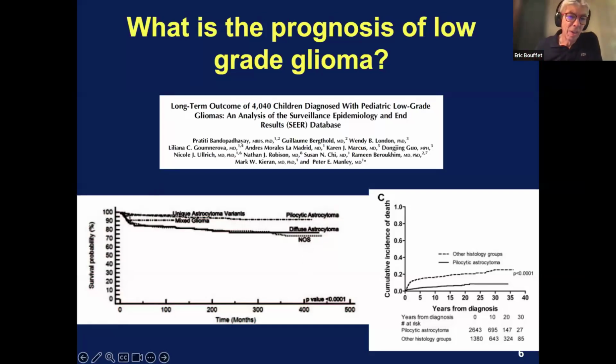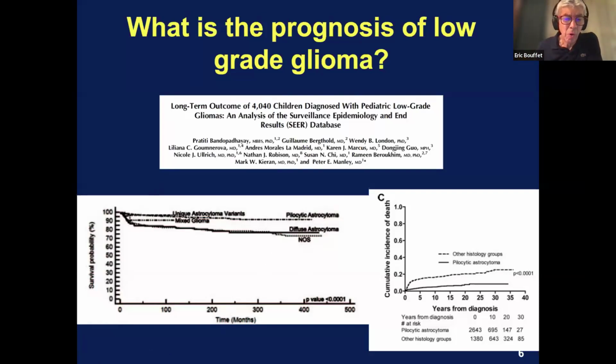So it's not about life and death. Of course, when you see diffuse astrocytoma, which are a different entity within the low grade, there is always a higher risk of death, and we can elaborate on this.